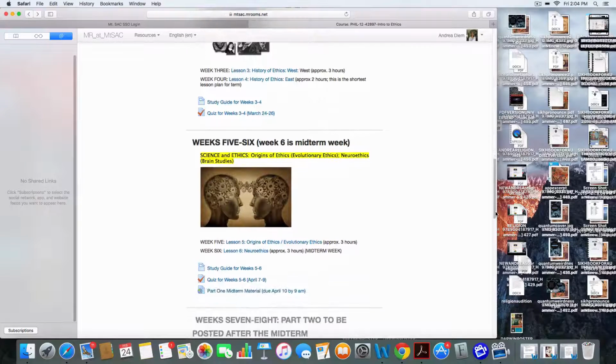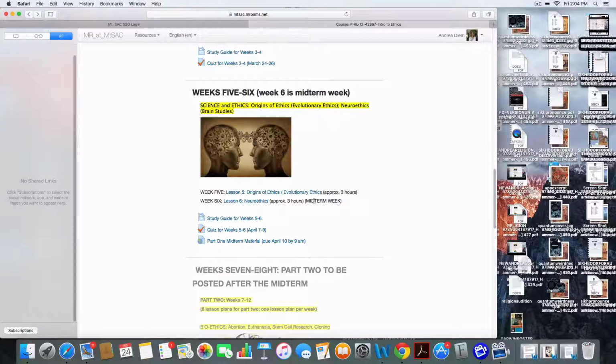Then we move to weeks 5 and 6, and you'll see the origins of ethics, and the whole topic is called evolutionary ethics, and then also a topic called neuroethics. And a lot of science majors or biology majors really like these two lesson plans. Neuroethics looking at brain studies and ethics. And so you'll see that it says midterm week for week 5 and 6.